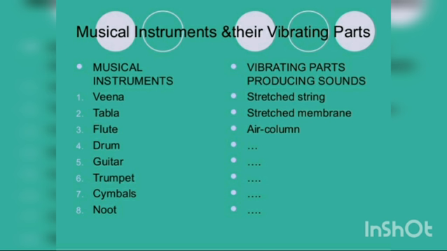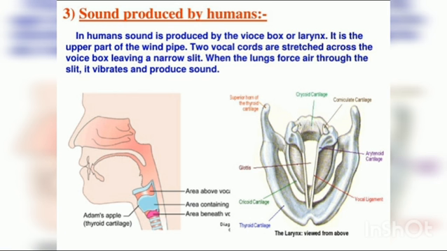So in this video I am going to explain how sound is produced by humans, what is the source of the sound, which part vibrates, and how the sound is produced. We know that sound is produced by vibration of the body, isn't it? So when we are producing some sound, one part of the body must be vibrating in our body. Which part of the body is vibrating to produce the sound? We are going to study in this video.